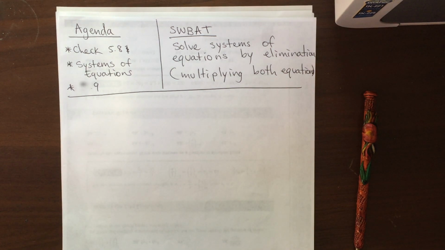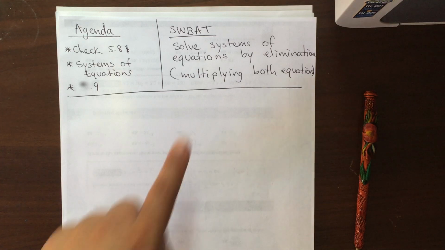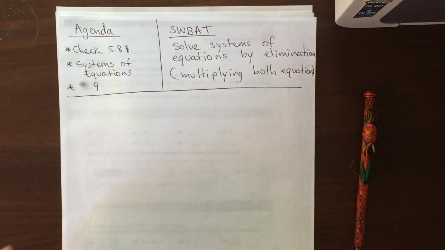Hello students, today's agenda is to check 5.8. We're going to go over systems of equations, and actually we will be multiplying both equations, and you will be able to do assignment 5.9. So today students will be able to solve systems of equations by elimination, but again, as I shared before, multiplying both equations.